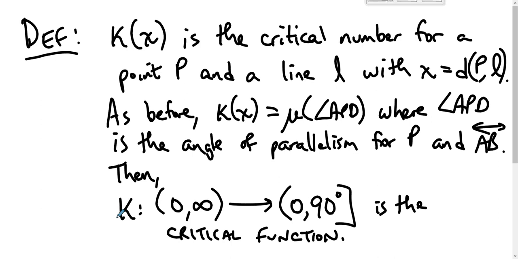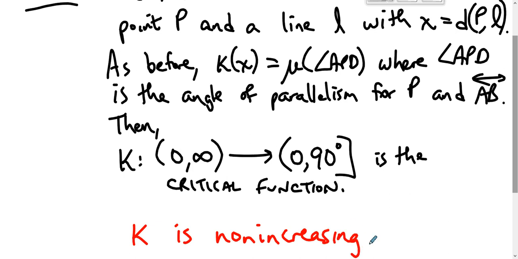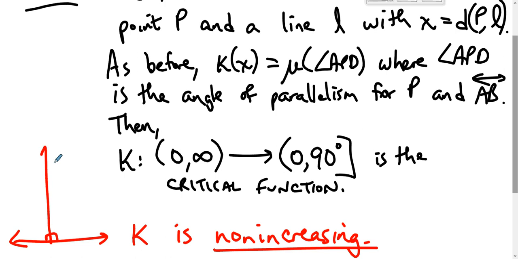Now, you will prove in the discussion that kappa is non-increasing. You will prove that as you move further away from line L, here's the perpendicular, the angles of parallelism don't get bigger at any step along the way. Anytime we move further away from line L, this critical number is at least as big as that is. This critical number is at least as big as that is. The numbers are either getting smaller or they're staying the same. They're not getting bigger as we go away.